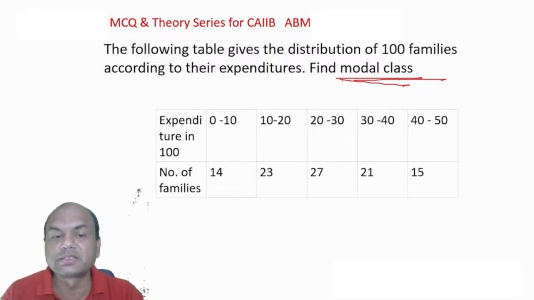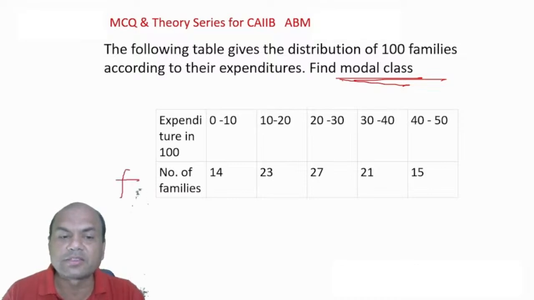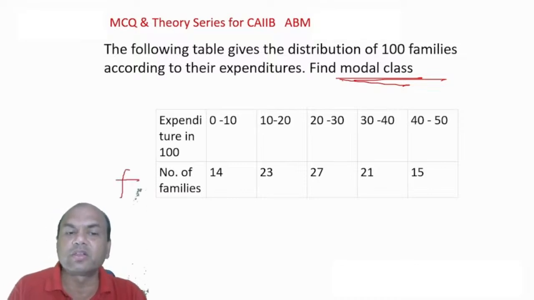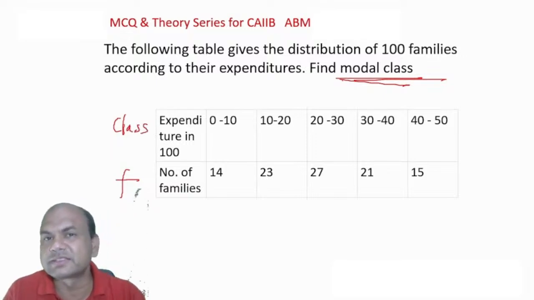Number of families. This is F. Remember, class is always this class, or we call it X class, because for this class you have a class mark. That's a separate part. We'll do this someday else.